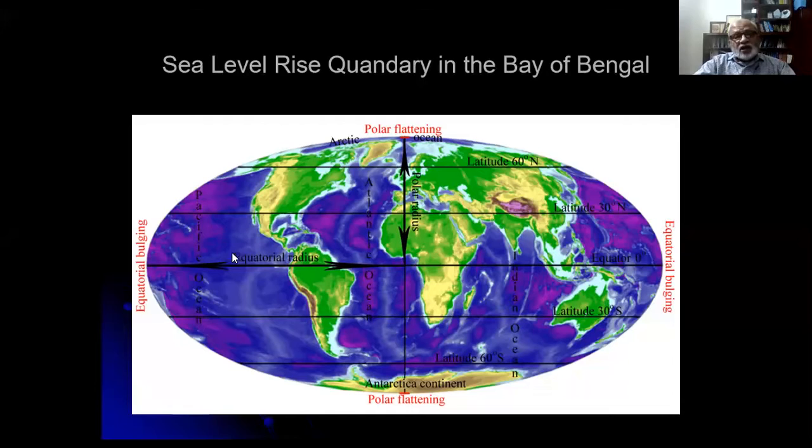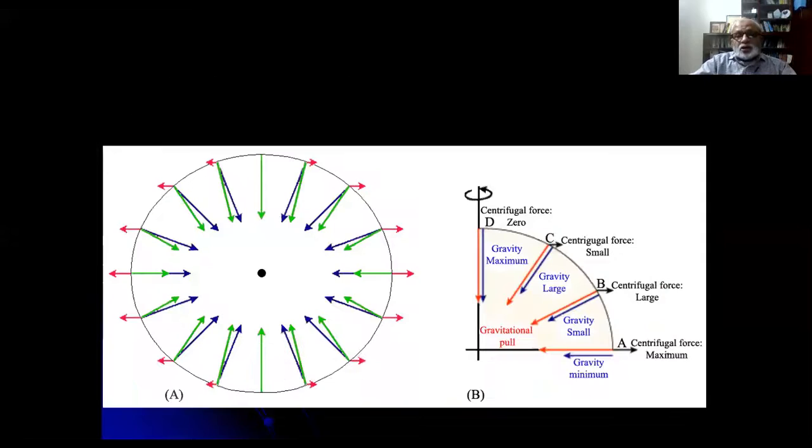So now you can see here, as I was saying, that this is the shape of the Earth. You can see that the equatorial region has an expansion or bulging, and the polar region has a flattening, and this is caused by the Earth's maximum centrifugal force along the equator and zero centrifugal force along the pole.